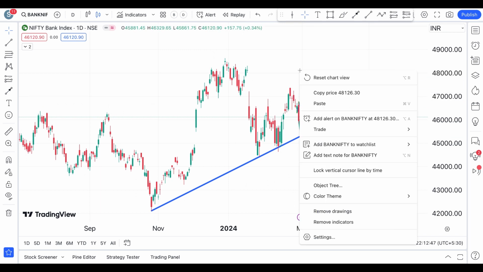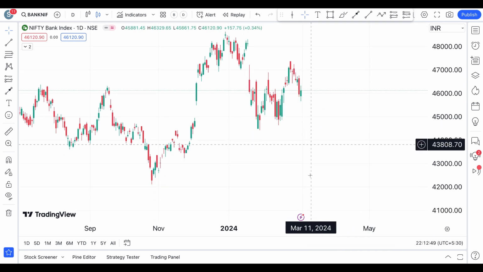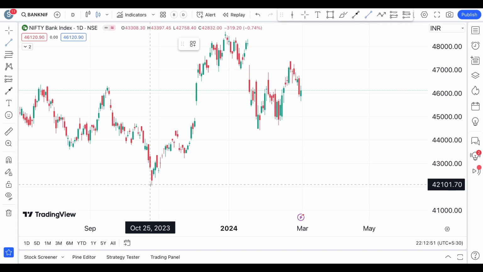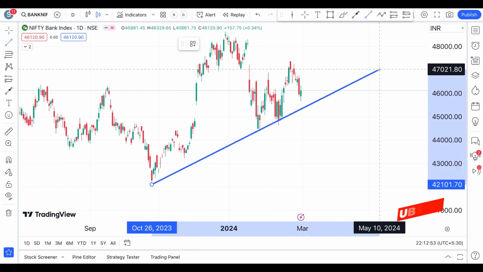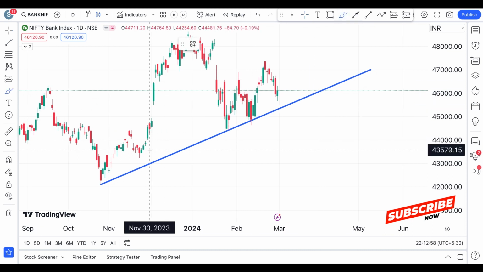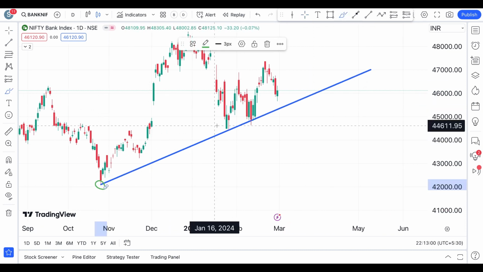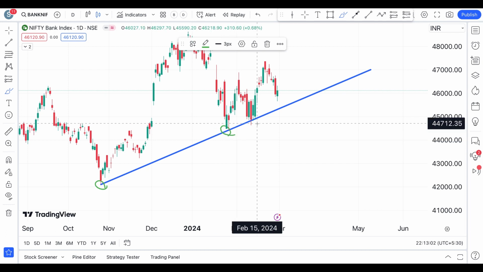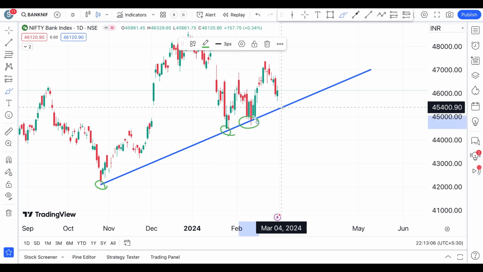So now let's try to remove all these drawings and redraw the ones which we only want. So this could be that. Now on a daily time frame, if you notice, here you have the first reaction, here you have the second reaction, and here you have the third reaction on a Bank Nifty daily time frame, which means that this is a valid trend line.